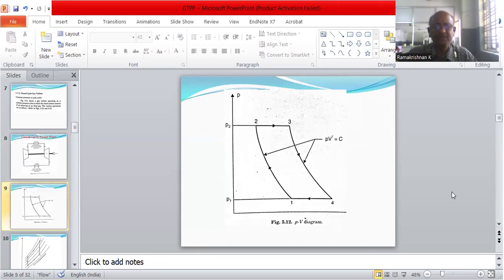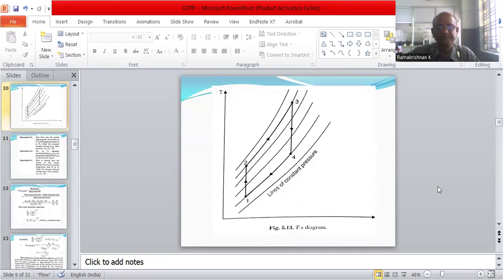Here, the PV diagram: 1 to 2 is the isentropic compression. So the pressure rises from P1 to P2. Then 2 to 3 is the heat addition in the combustor, so it occurs at the constant pressure P2. Again, 3 to 4 is the expansion process in the turbine. It is also an isentropic expansion. And again, 4 to 1 is the heat rejection at constant pressure. So 4 to 1 occurs at the lower pressure, this constant pressure P1.